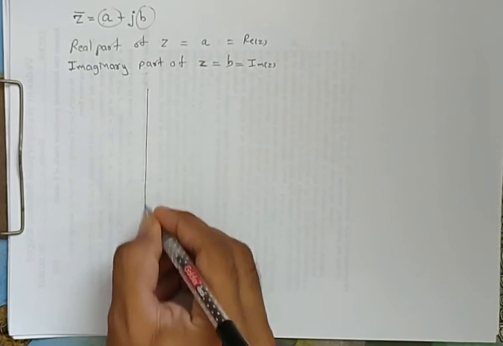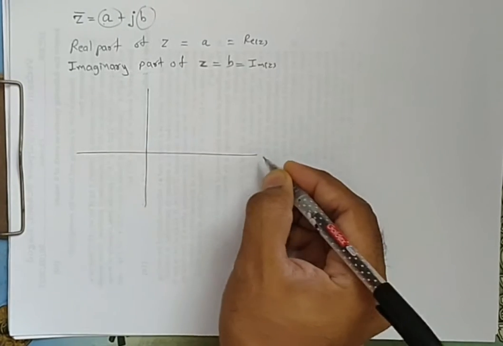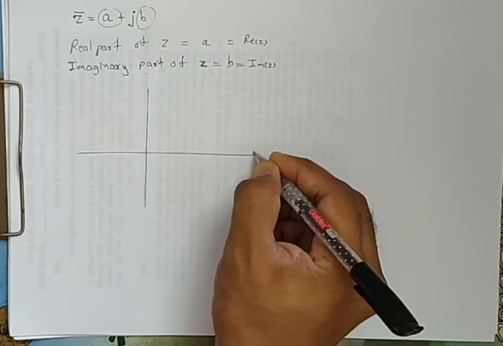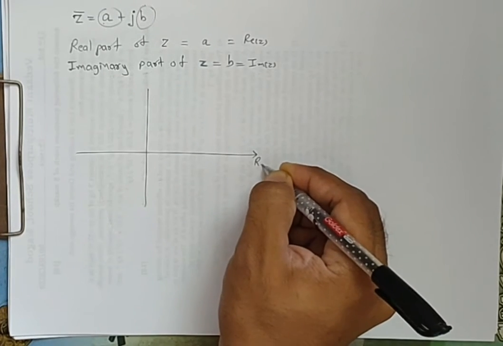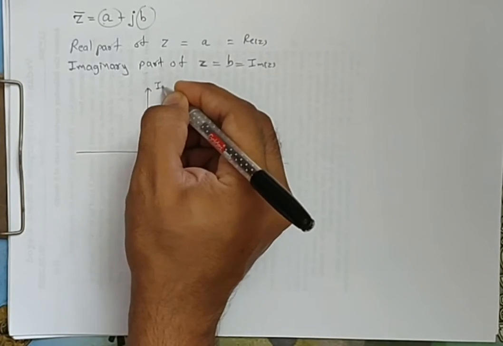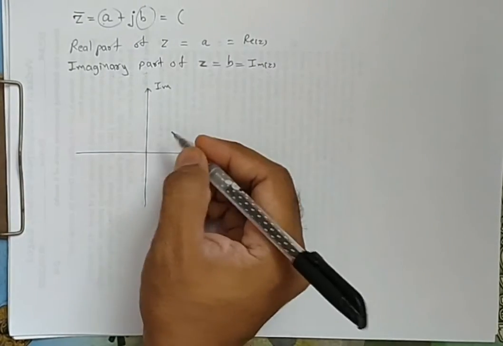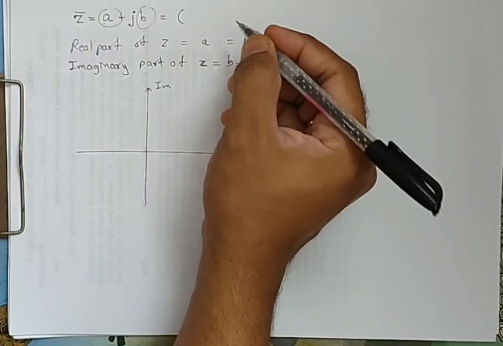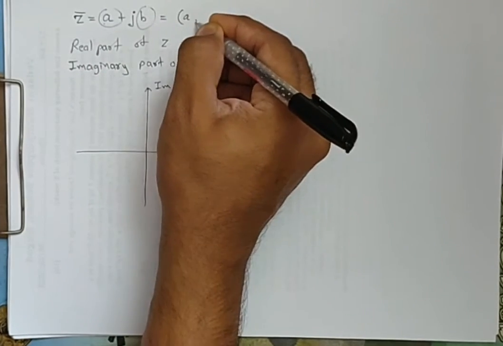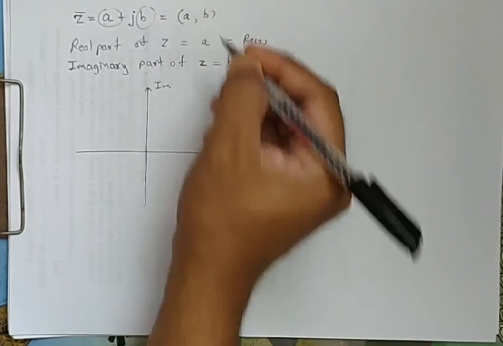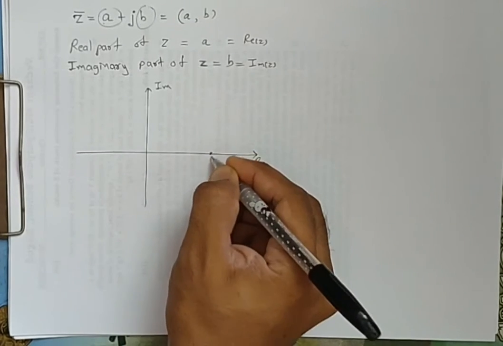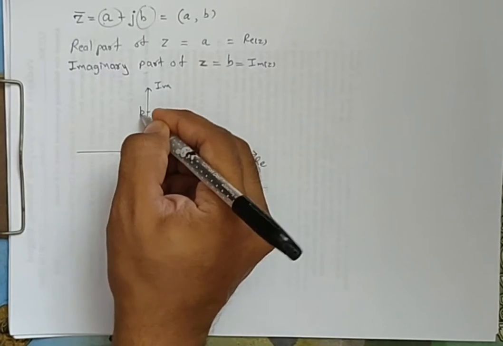Now how to draw this number in the complex plane? In the complex plane, the x-axis represents the real axis and the y-axis represents the imaginary axis. Now make coordinates from this number. The x coordinate is our real part, and the y coordinate is our imaginary part. So our real part is a and our imaginary part is b, so our number is this one.